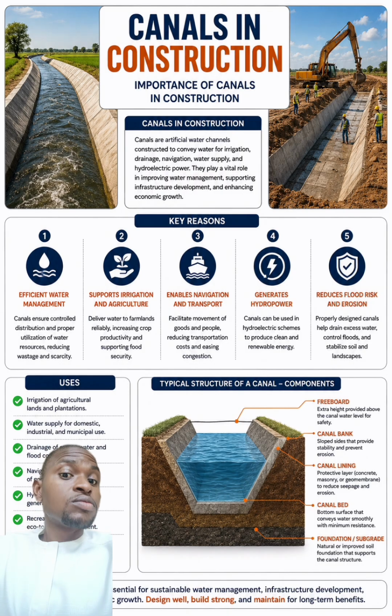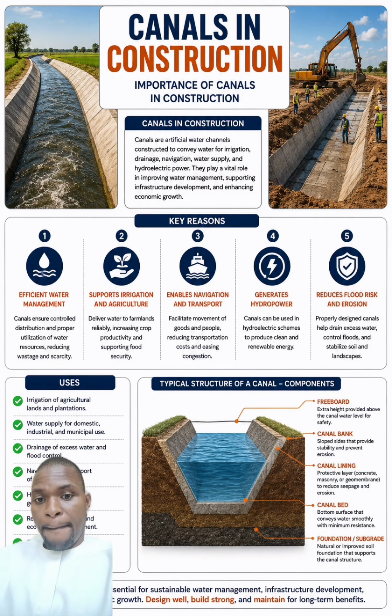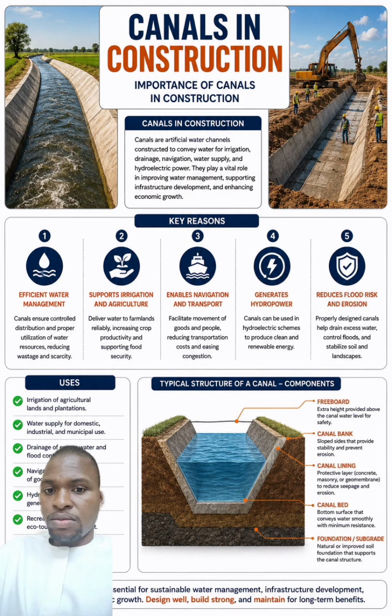So the first one we have is irrigation of agricultural land and plantation. So with canals, you can easily irrigate your agricultural lands, so that you have so many plantations going on the land, because of the access to water via the canal.